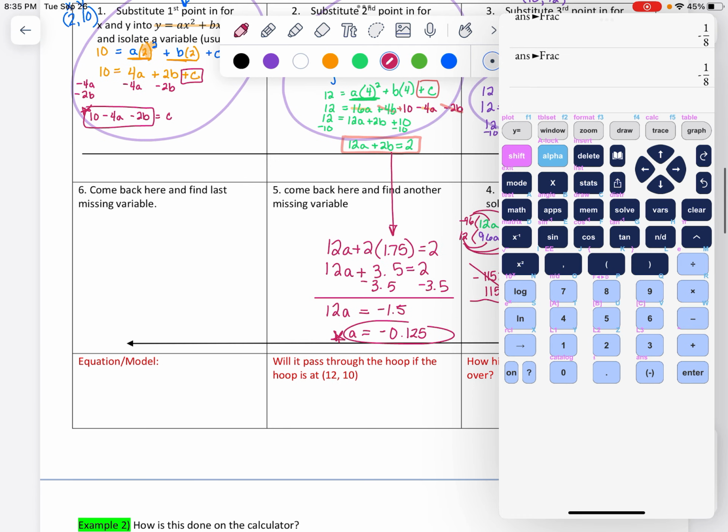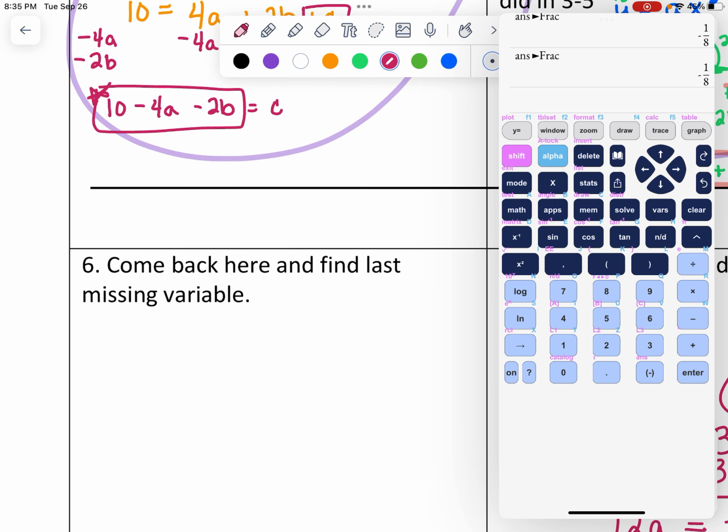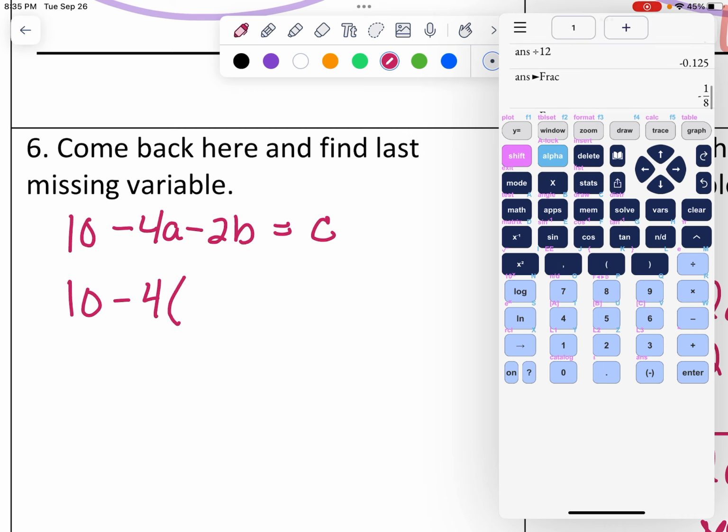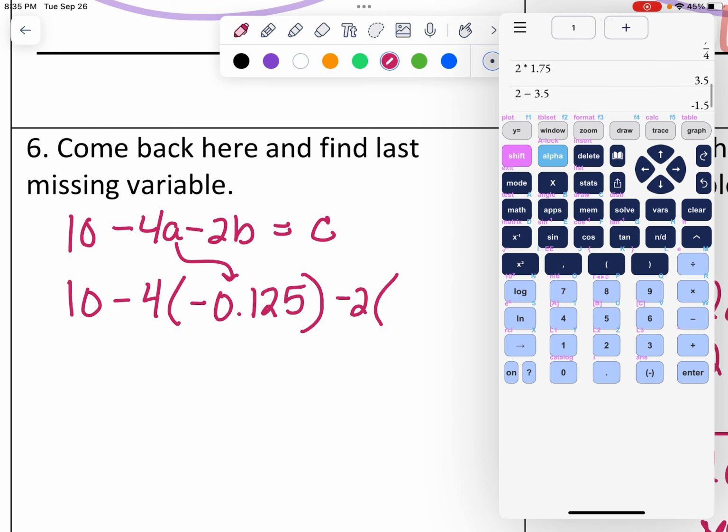And now it's time to get C, okay? So to get C, we go all the way over here, and we carry down that box right above. And then we'll fill in. So for A, we just got, I have it here on my calculator, negative 0.125. That fills in for A. And for B, I better go double check. I do believe we got 1.75, but it would be really smart if I went over there to check.